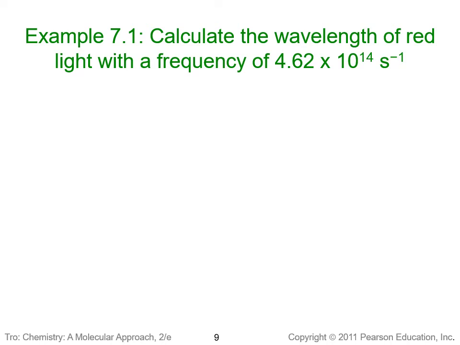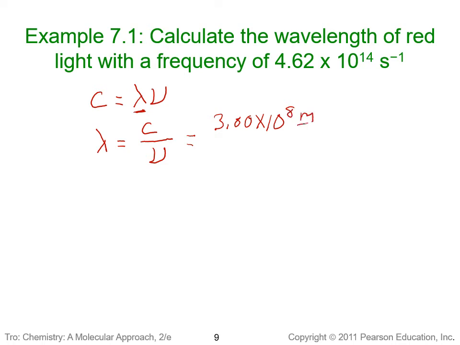So let's try an example. Let's calculate the wavelength of red light that has a frequency of 4.62 times 10 to the 14th hertz. We are going to use our equation, c equals lambda nu. We know the speed of light is a constant. We are trying to find the wavelength, so we're going to rearrange this: lambda is the speed of light divided by the frequency. The speed of light is 3.00 times 10 to the 8th meters per second, and our frequency is given to us, 4.62 times 10 to the 14th per second. Our per seconds are going to cancel, and we're going to end up with meters.